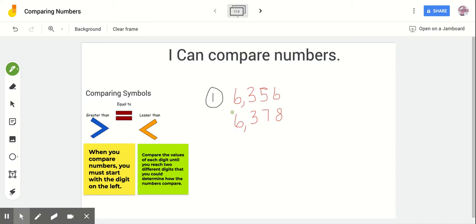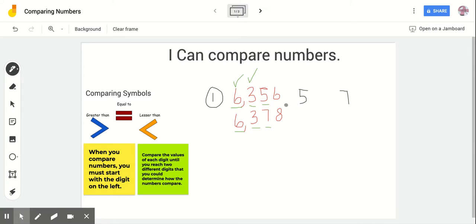Since they are both sixes, I am just going to give a check and keep moving. My next digit, which is in the hundreds place, they are both three. The value is 300. I am comparing them because they are the same, but I have to keep going to see the rest of the digits. So in the tens place, I have a 5 and then I have a 7. I'm just going to rewrite that here. So I have 5 tens and then I have 7 tens.